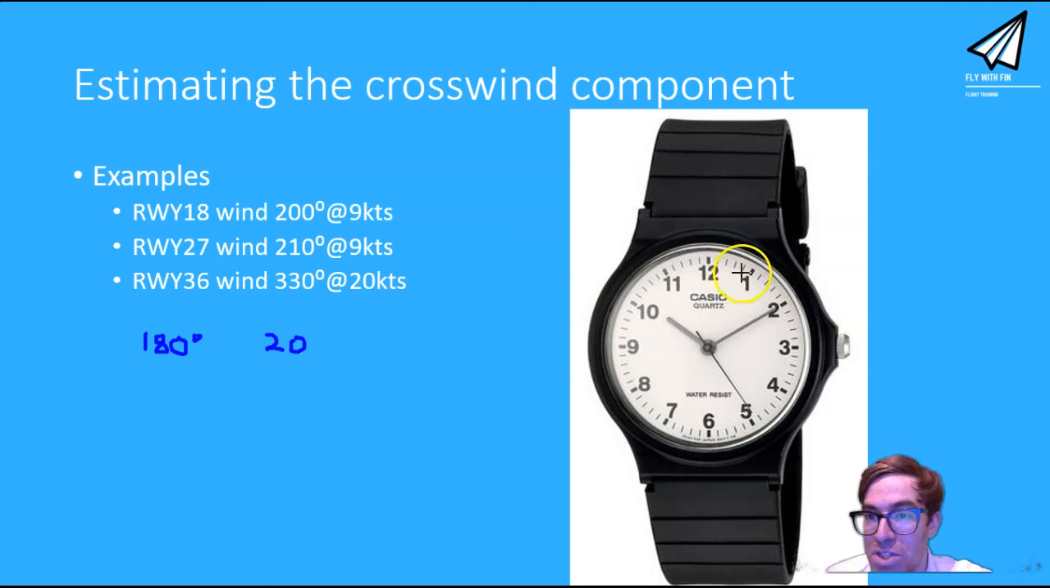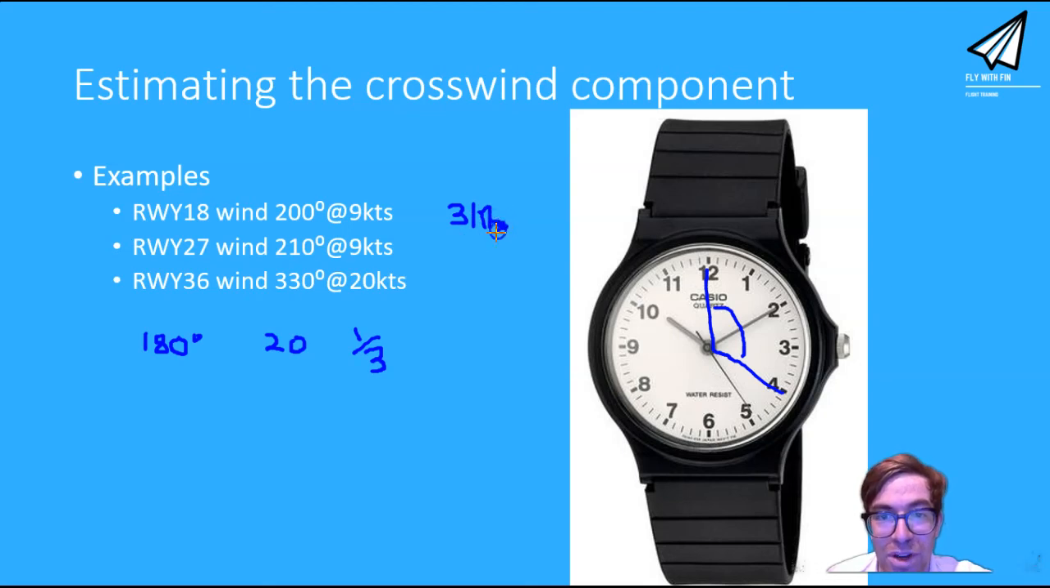If I go over to my watch here, I go 5, 10, 15, 20 minutes is there. Look at my watch, and that takes up about a third of the watch face. So I can say that I've got about a third of the wind is crosswind. So about a third of 9 knots is 3 knots. So I've got 3 knots of crosswind. Okay, hopefully this is starting to make some sense.